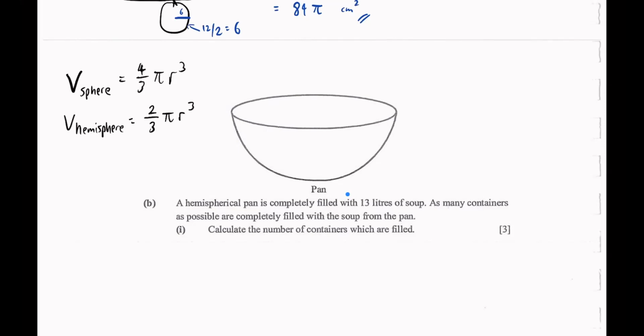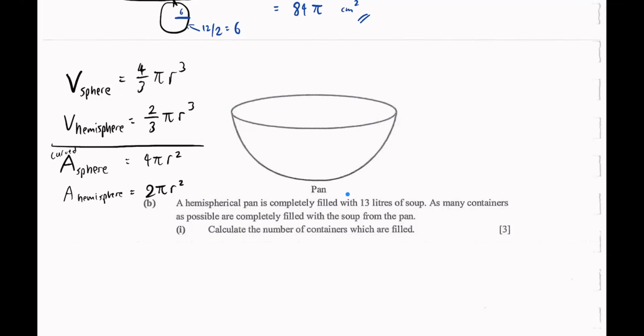That's for volume. But there's also the curved surface area. Curved surface area of a sphere, what would it be? 4 pi r squared. Then if it's a hemisphere, just divide by 2. You should try to keep this in your head. If not, you just refer to the formula list.